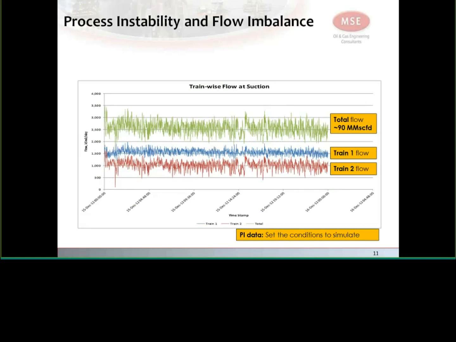So this was the picture that we were facing. Total was something around 90 million cost of production, but as you can see, train 1 was taking most of it, and train 2 was really like the slave train. And another thing from this graph is that train 2 showed more instability than train 1, but then if you add both together, the overall instability at the discharge manifold was quite substantial.